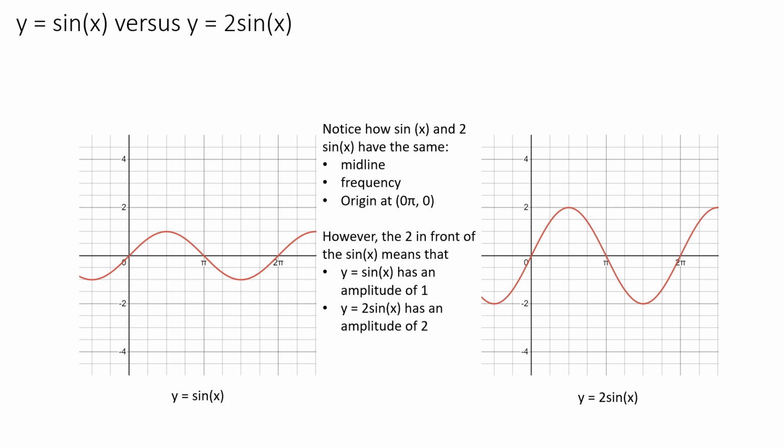Now, what I've got here in this next one is y equals sine x versus y equals 2 sine x. I want you to notice something here. They have the same midline. They have the same frequency. Both have an origin at 0, 0. But the 2 in front of the sine x means that there's a higher amplitude. In fact, it's twice as tall. This is 1. This is 1. This one right here is 2. That's what that 2 in front of the sine does. It doubles the amplitude.